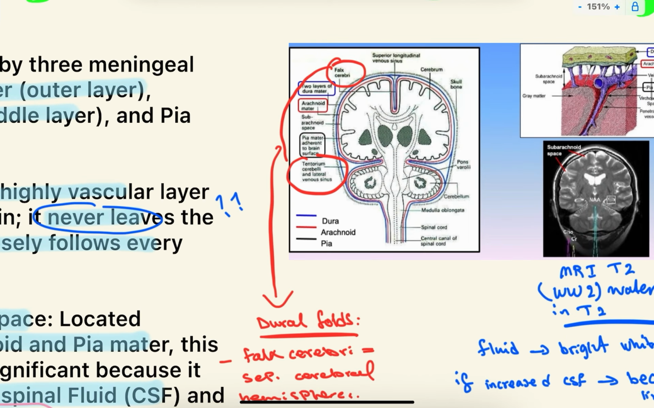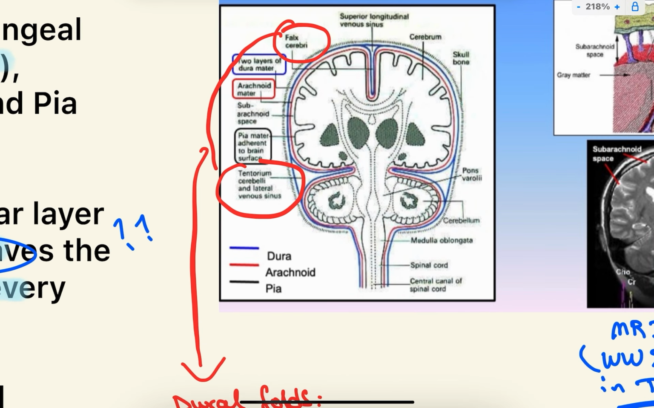Now let's talk about some dural folds. Here again, it's showing you the two layers of the dura mater, the arachnoid mater, and the pia mater, which is adherent, as you can see, going with the grooves. Now, I have two types of dural folds in this picture. I have the falx cerebri and I have the tentorium cerebelli.